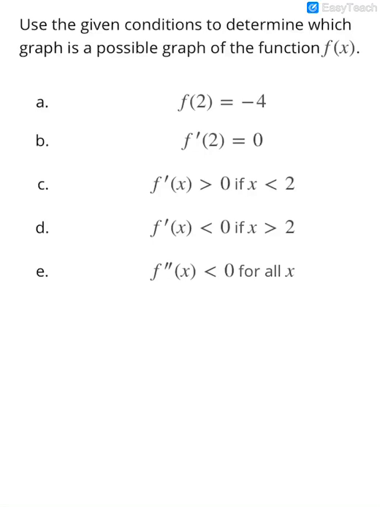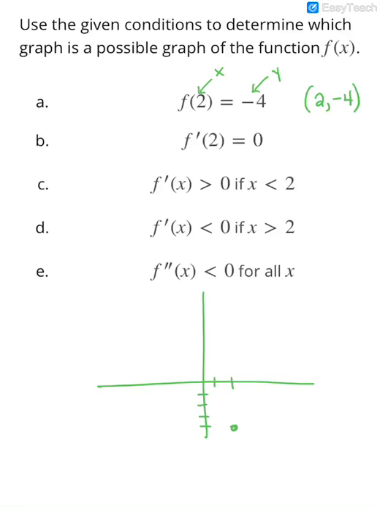On A, remember this is your x coordinate, and this is your y coordinate. So you're looking for a graph that would have the point (2, -4). You're looking for a graph, and it has to have the point (2, -4). On B, they're telling us that the first derivative when x is equal to 2 is 0.